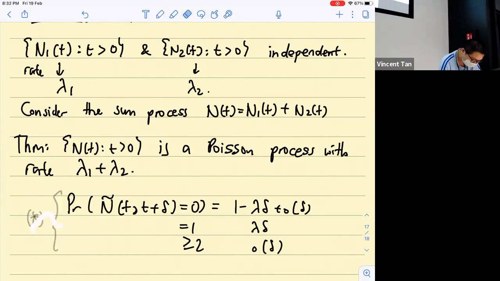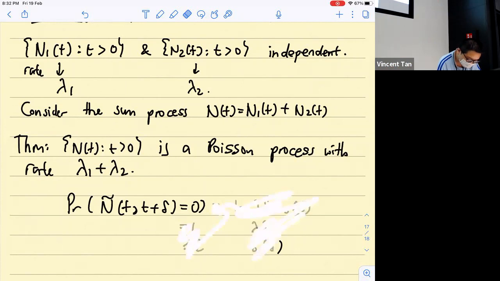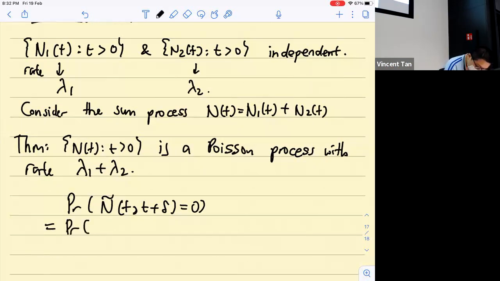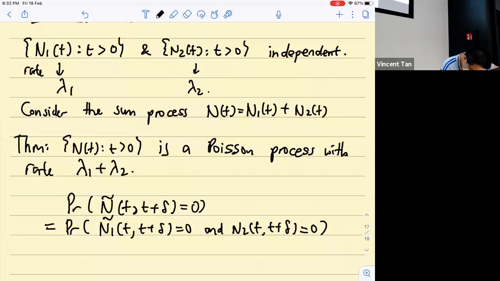So let's start with this part here, because we can illustrate some very interesting things. Let's try to prove this, the probability that it equals 0. How do we do this? If no people walk into my shop from time t to time t plus delta, how many women walk into my shop? No women, right? Also, no men walk into my shop. So N1(t) and N2(t), you can put an intersection if you want. No men and no women.